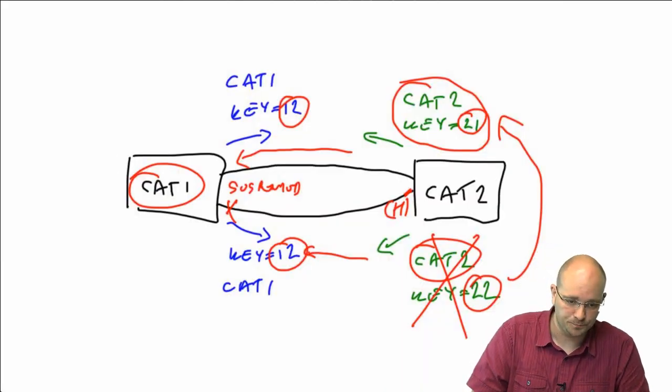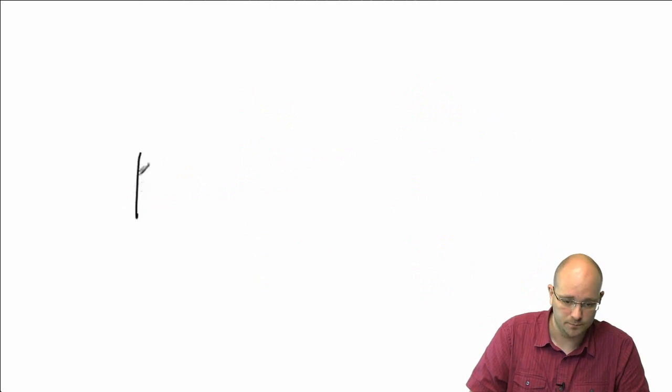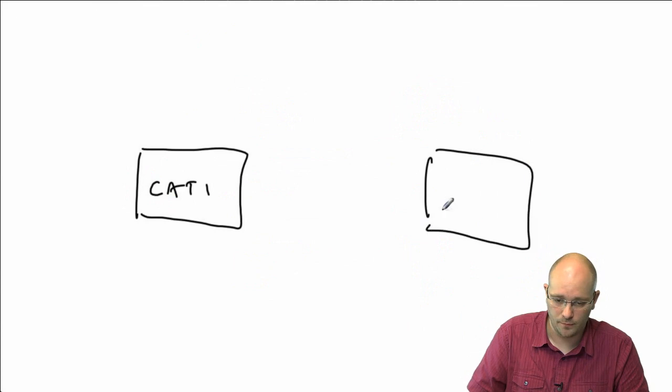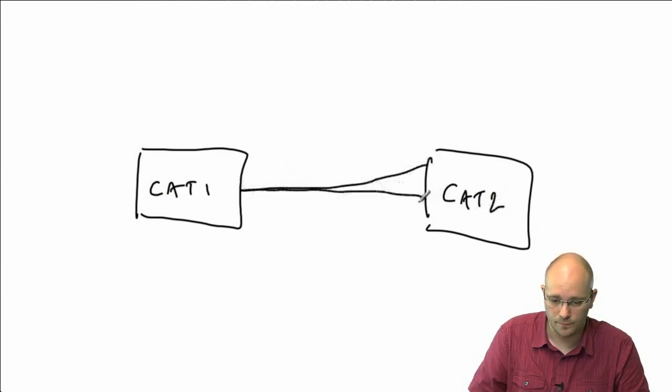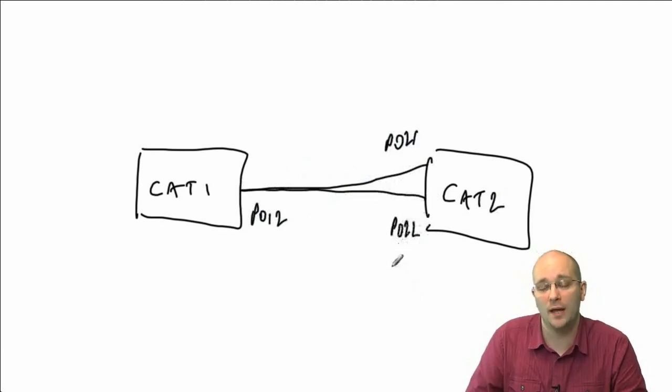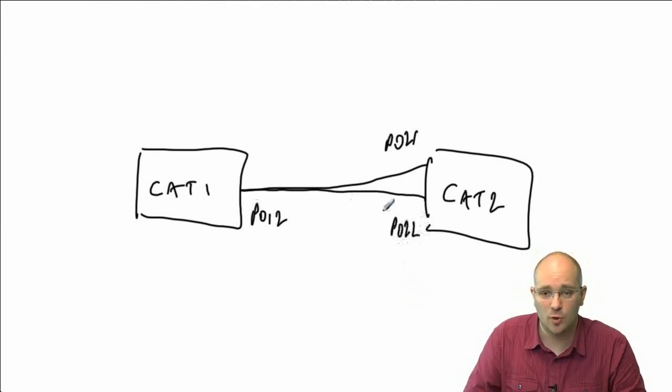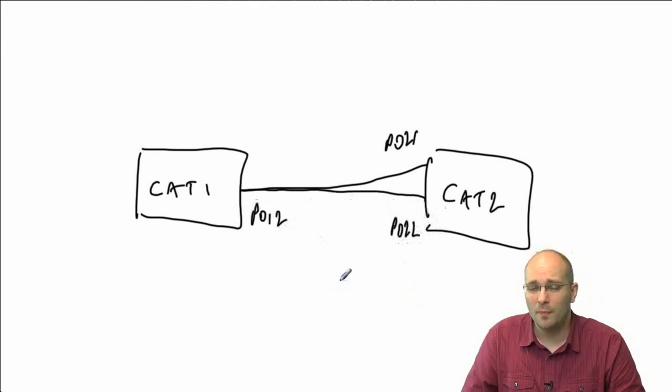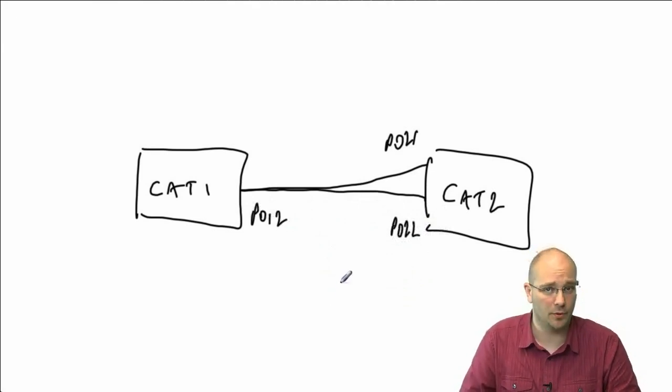What I have is cat1 and cat2. From a logical perspective, it looks like this. So this is port channel 12, this is port channel 21, and this is port channel 22. But there is no protocol running here that cat1 and cat2 can use to detect this situation. Well, as it turns out, there is a protocol running.